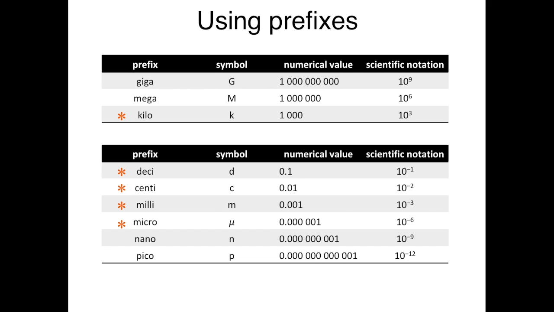All right. Now, with this long list, I don't want you to be too overwhelmed, so I'm highlighting only the prefixes that are very common in this class, and you are held responsible for knowing them. You should know the name, the symbol, the numerical value, and the scientific notation. Okay, again, you're responsible for kilo, deci, centi, milli, and micro. Again, as a summary, the prefixes on the top here increase the size of the unit, and the prefixes on the bottom table decrease the size of the unit.